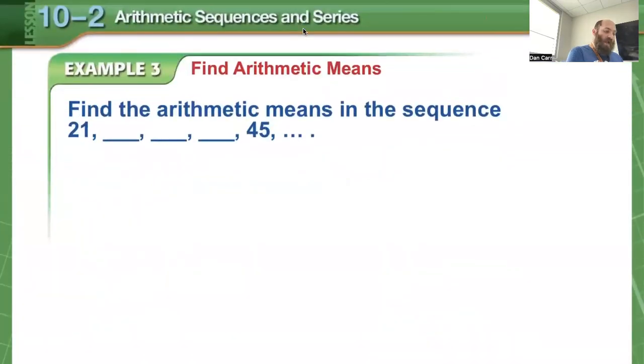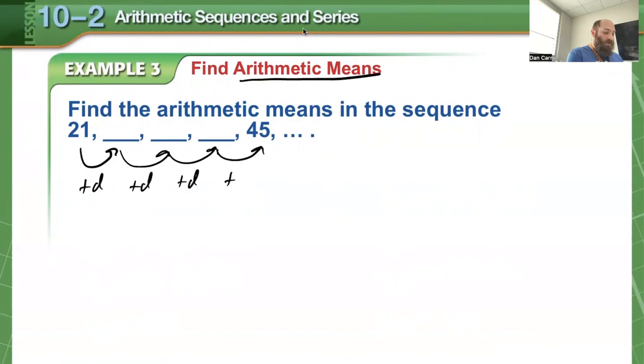Let's talk about something called arithmetic means. So find the arithmetic means in the sequence. Basically, what I'm asking for is, can we find the 3 missing pieces that are in this sequence? So think about what's happening here. If I look at my comparison here, if I go from here to here, here to here, here to here, and here to here, right? I'm adding 4 common differences. That's what's happening in this case.